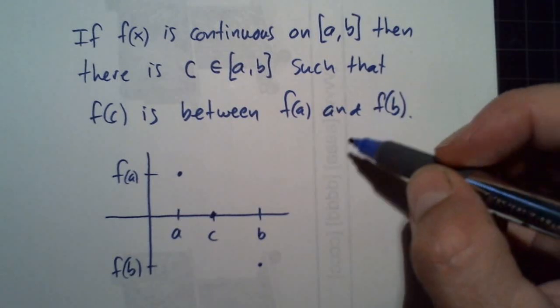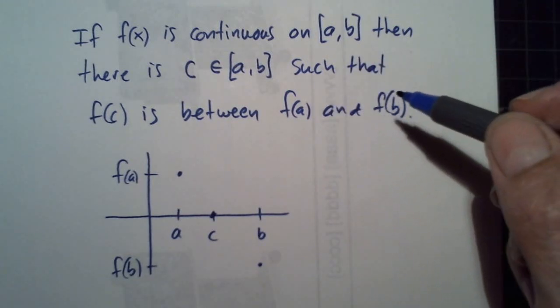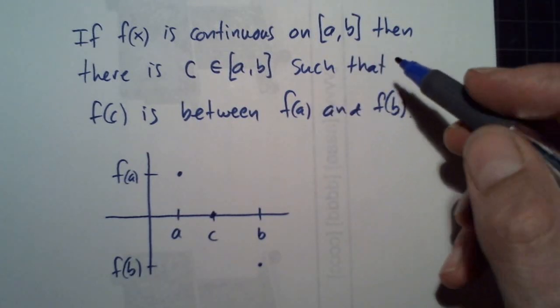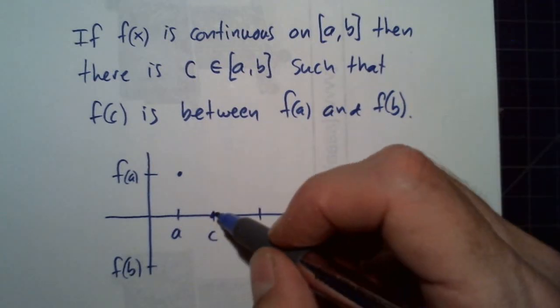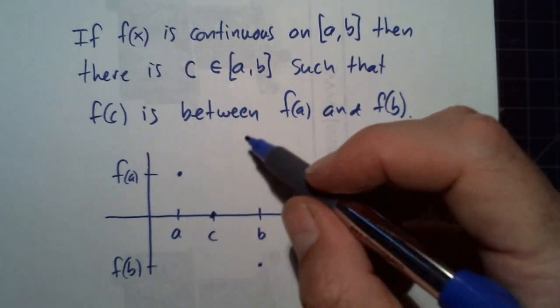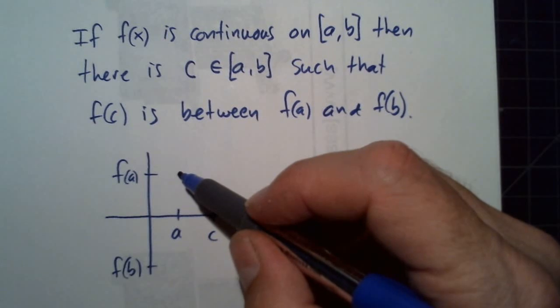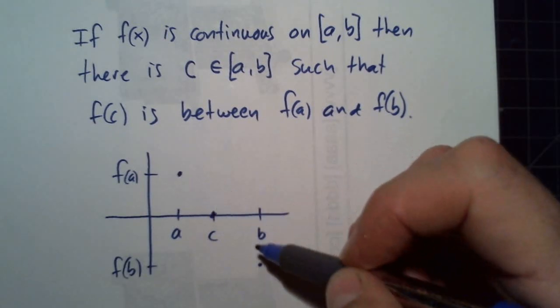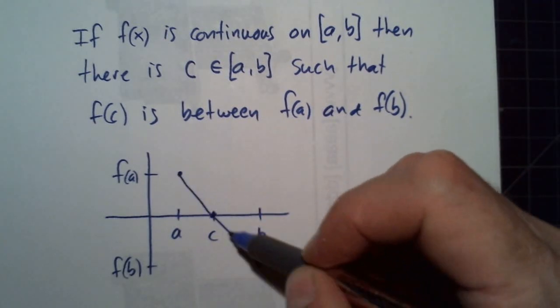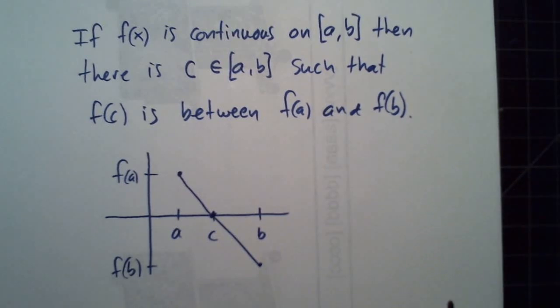And a most common use of the intermediate value theorem is just to look for a 0. So here's an x-intercept or a 0. If you start above the x-axis and you end below, then you have to cross. And that's all it's saying. That's all we're going to use it for.